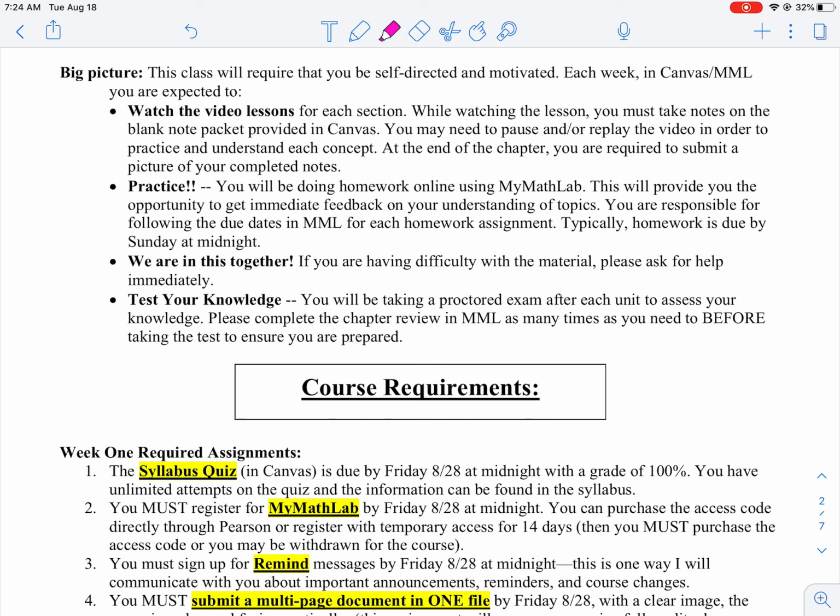That's 3 hours. And then you would have homework in addition to that, probably another 3 or 4 hours, depending on how long it takes you to understand the information. So you need to devote a decent amount of time to this course. So even though it's online and at home, you still need to make sure that you are self-directed and motivated to do all the things you need to do. So each week you are expected to watch the video lessons.